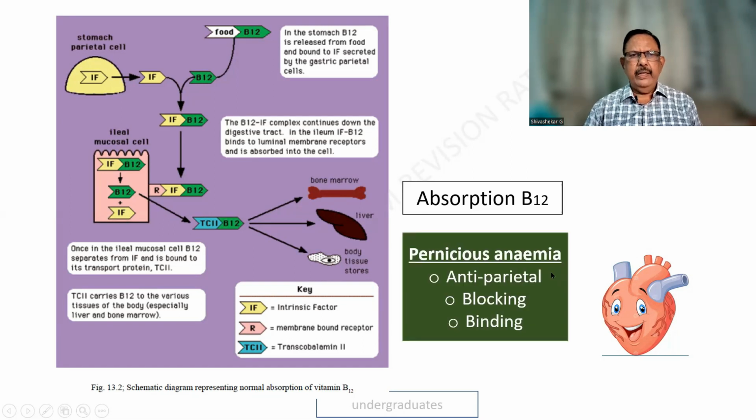Pernicious anemia is an autoimmune disorder wherein there will be antibodies. There can be an antibody to the parietal cell, an antibody to the intrinsic factor, something that is blocking the binding of the intrinsic factor and the B12, and also the binding of the intrinsic factor to the receptor. They are called blocking antibodies and binding antibodies.